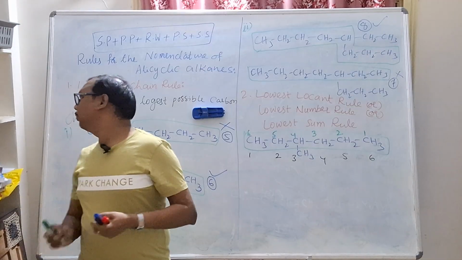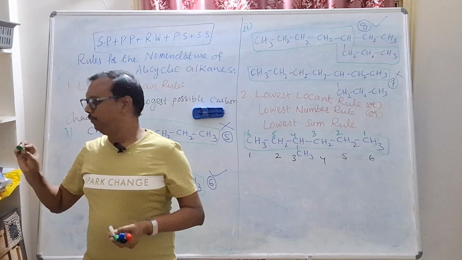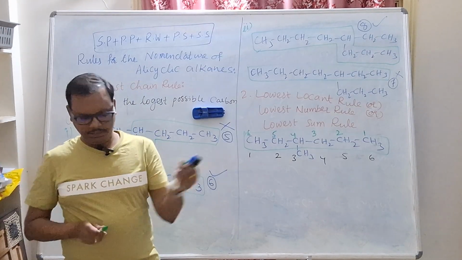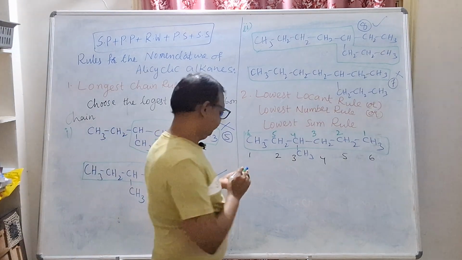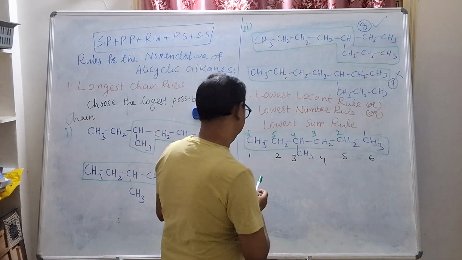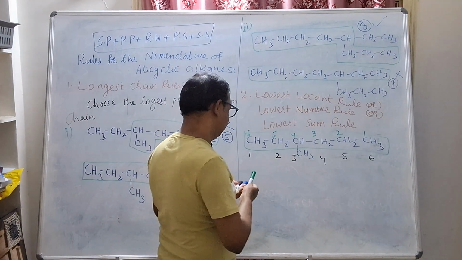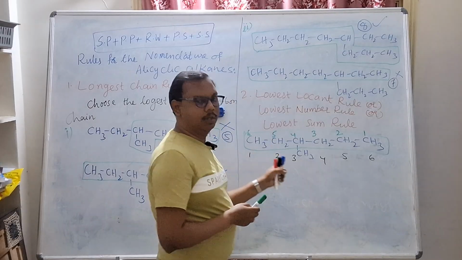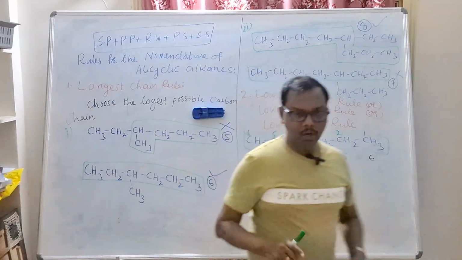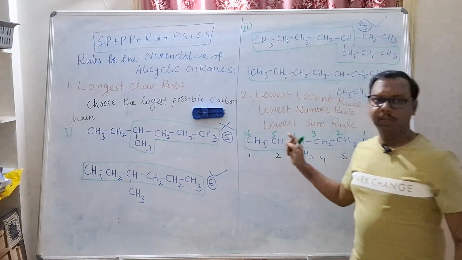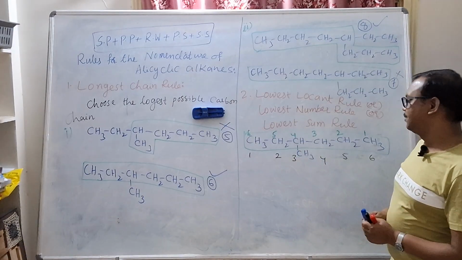Clear? Therefore, now if you take the 2 possibilities, which is correct? The lowest number here you have to consider. What you have to consider here? Lowest number you have to consider. The lowest number we can observe.